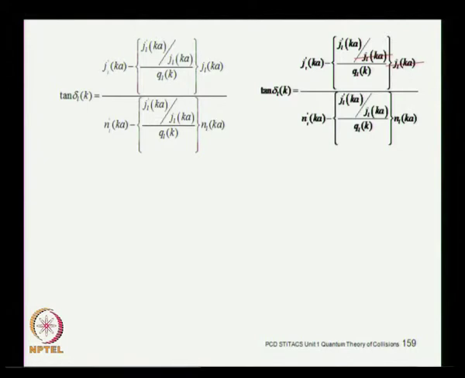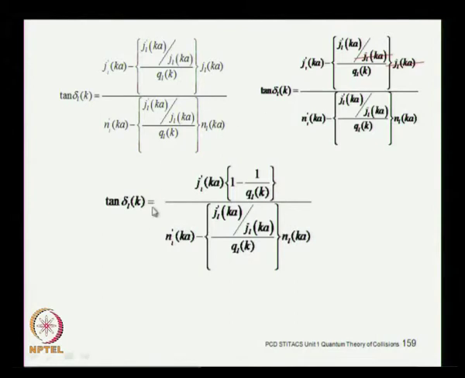This is rather straightforward manipulation of terms, and you get an expression for the tangent of the phase shift in terms of this Q. There is a j_l prime(ka) in the first term, and a j_l prime(ka) in the second term as well. So, I take j_l prime(ka) as a common factor, and then in the numerator I have 1 minus the inverse of the parameter Q, which is defined. So, this is the numerator. The denominator likewise is given by this term.